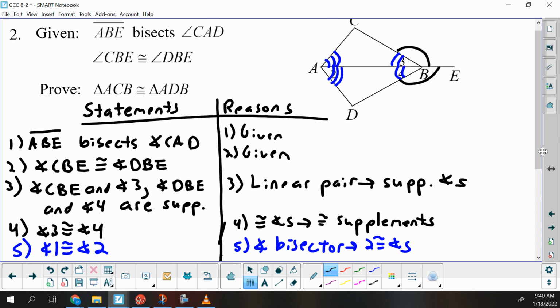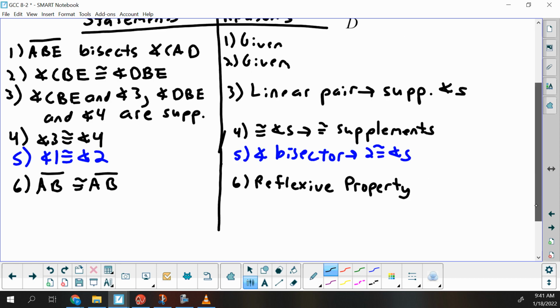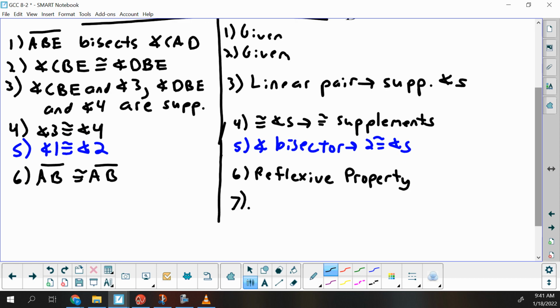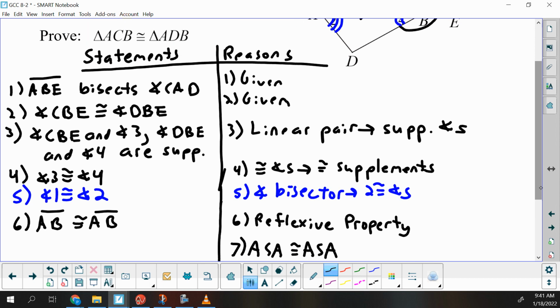We said it in our proof, so we want to make sure we mark it in our picture that something was congruent. Well, now we have two angles with a side in between, so that'll be angle, side, angle. And our statement is just what we wanted to prove, our two triangles congruent.